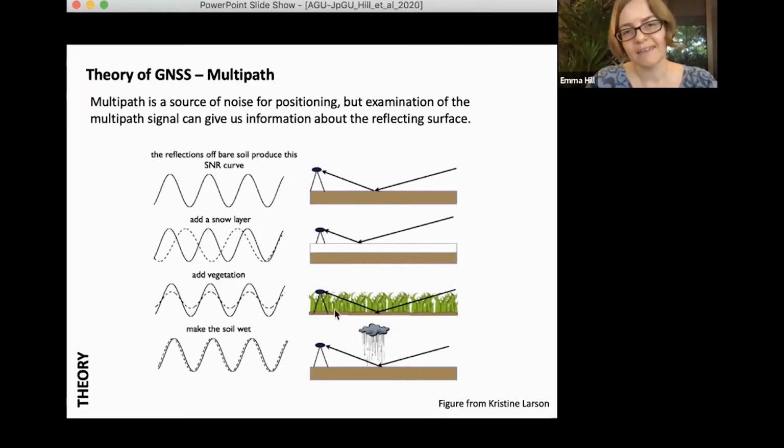If we add some vegetation, we basically reduce the power of that reflected signal, and we reduce the amplitude of the signal to noise ratio. If we make the soil wet, it changes the dielectric constant of that surface, and it slightly shifts the phase. So it moves the whole time series in time slightly to the left or right.